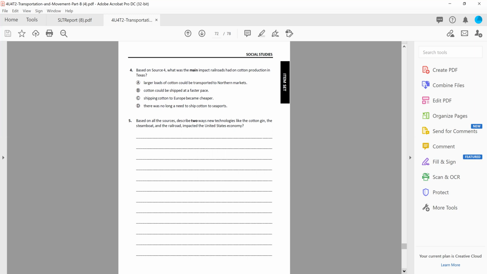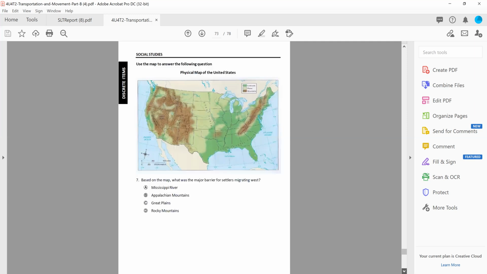Question 5. Based on all the sources, describe 2 ways new technologies like the cotton gin, the steamboat, and the railroad impacted the United States economy. You can give me sentences or you can give me bulleted points. Either one doesn't matter, but I need 2 ways new technologies like the cotton gin, the steamboat, the railroad impacted the U.S. economy. That means you got to tell me how they impacted the way the U.S. made money. Hit stop in the video if you need it.